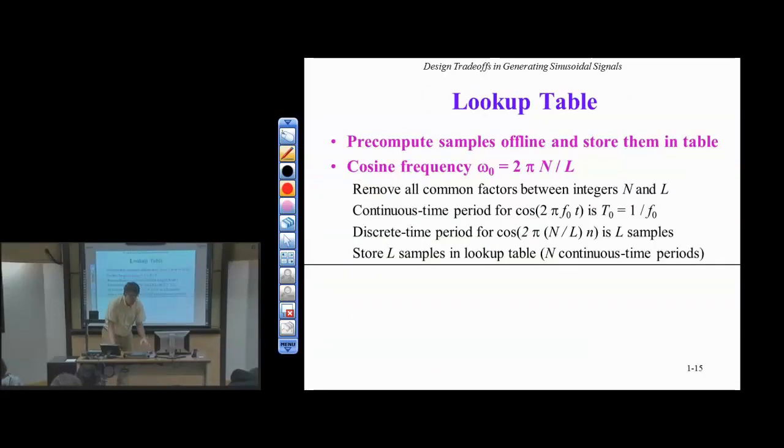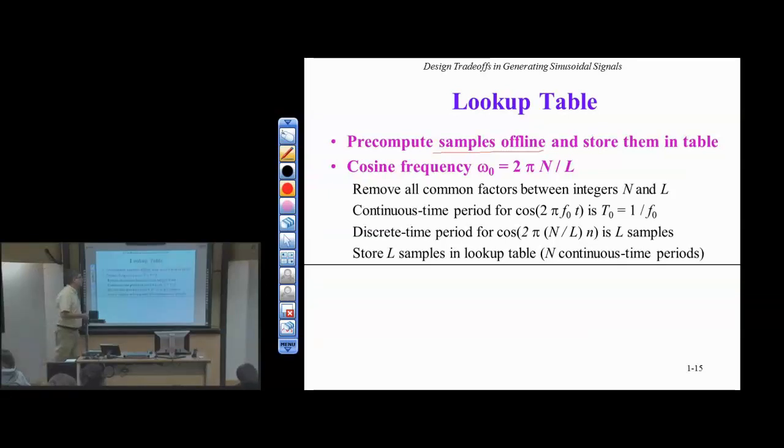All right, here's the third option, which is lookup table. In a lookup table, we're going to pre-compute the samples we need and store them in a table. So the computation can occur offline on your desktop, get really high accuracy answers. Use the CMath library if you want. It's offline. It's on your laptop, PC, whatever.